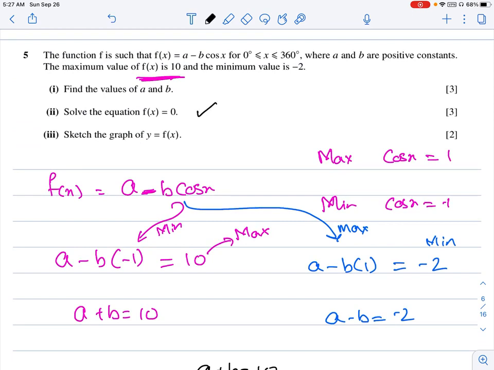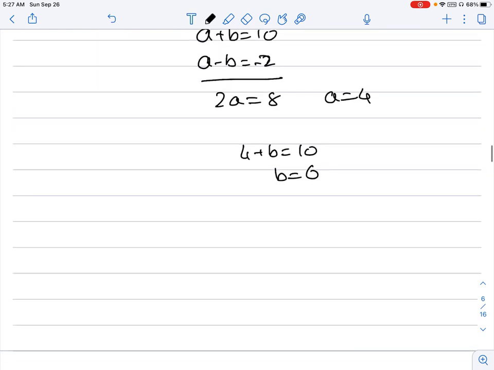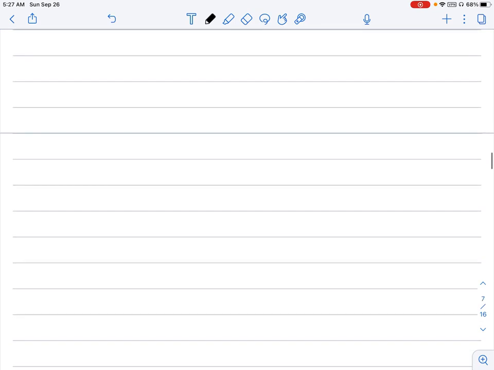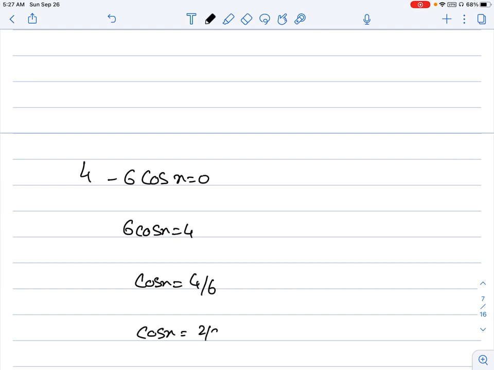Solve the equation f(x) is equal to 0. So now that I got that equation, a minus b cos x, 4 minus 6 cos x is equal to 0. So 6 cos x is equal to 4. Cos x is equal to 4 upon 6. Cos x is equal to 2 upon 3.